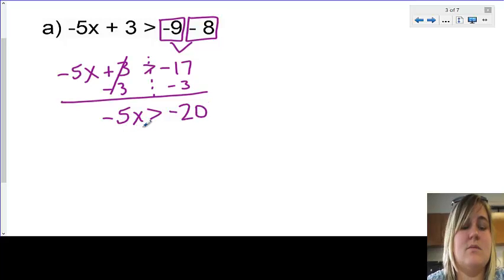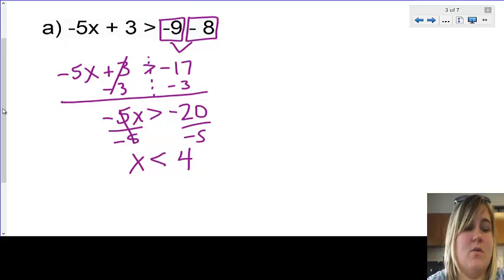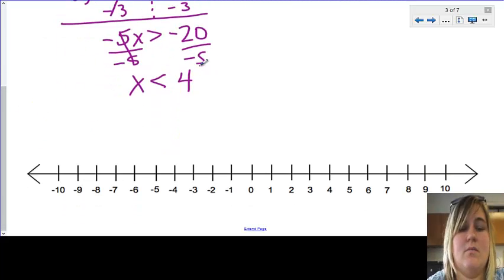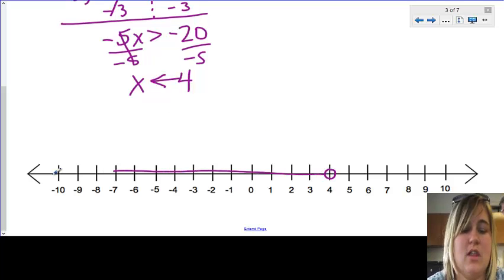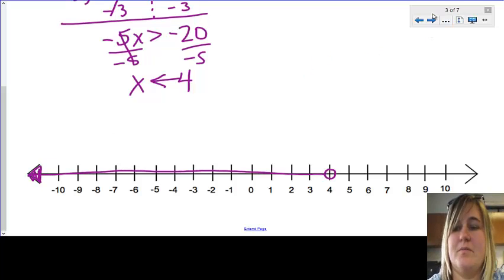Now to get the x by itself, I have to divide by negative 5 on both sides. Again, I divided by a negative, so my sign must flip, which leaves me with x is less than positive 4. My positive 4 is going to be plotted at 4. There's no equal sign, so it's going to be open. To change my sign into an arrow, it points to the left, so I'm going to shade to the left. And that's my final answer.